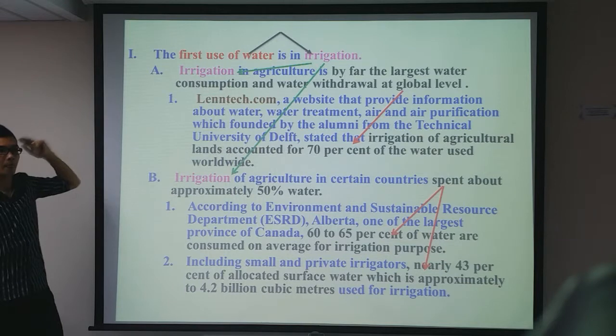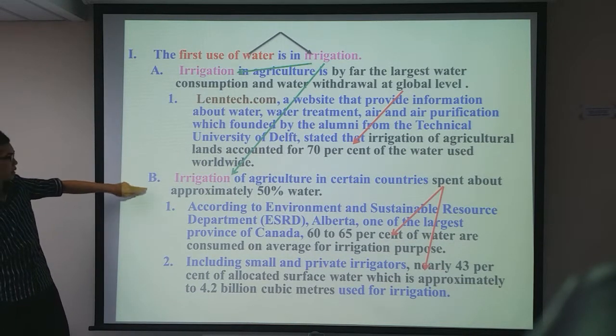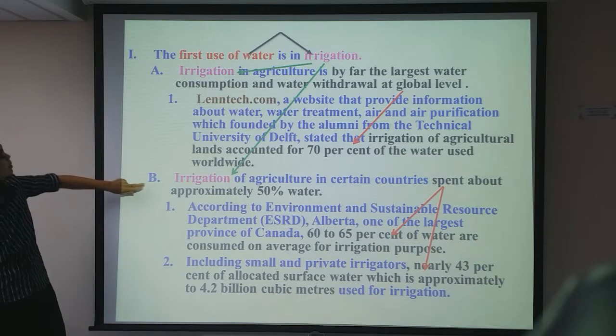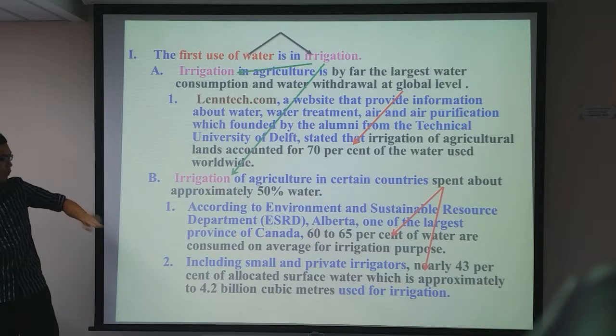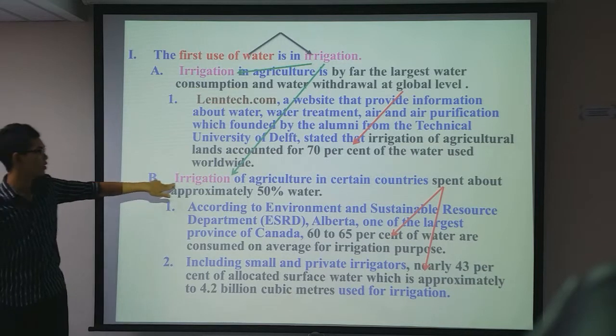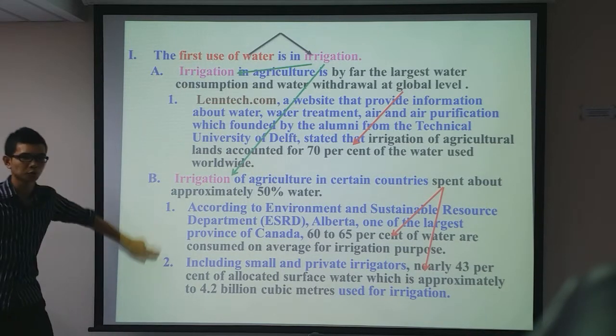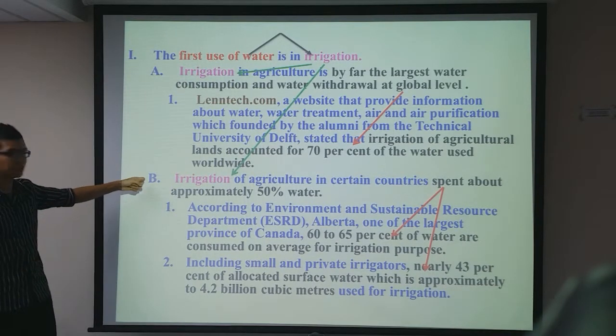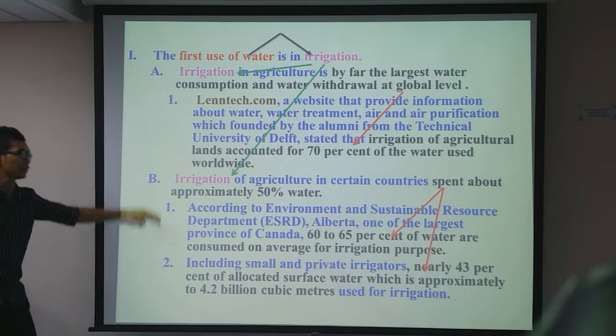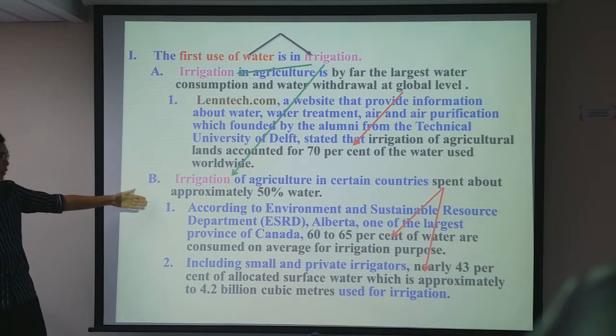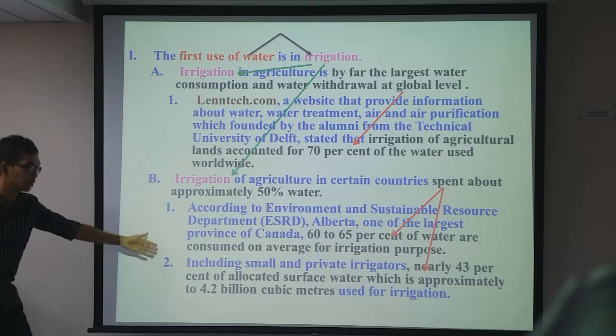Okay, let's proceed. The capital B is also a supporting material for the Roman 1, but at the same time it also has subtopics 1 and 2. So it also acts as a topic sentence, where irrigation will be the topic idea, and the water spent, approximately 50%, will be the controlling idea for these two. And this capital B is also supported by 1 and 2. This is according to credible resources. This one is a statistic.